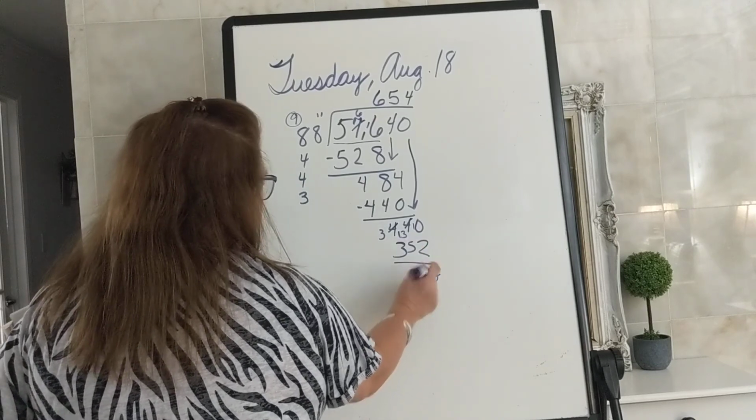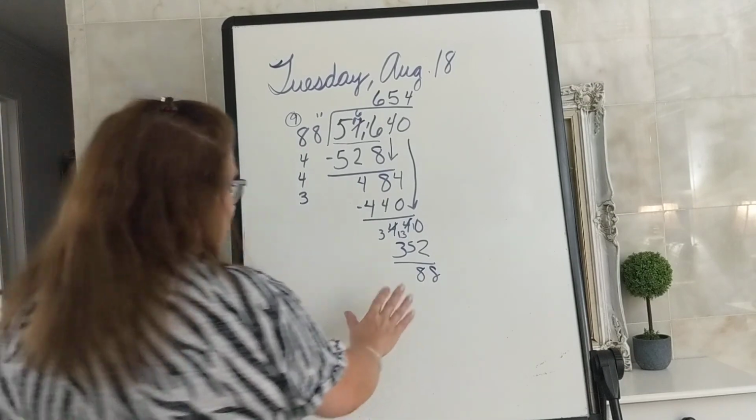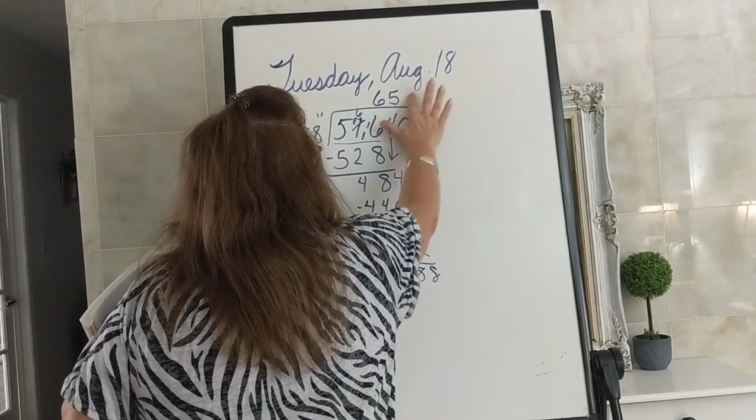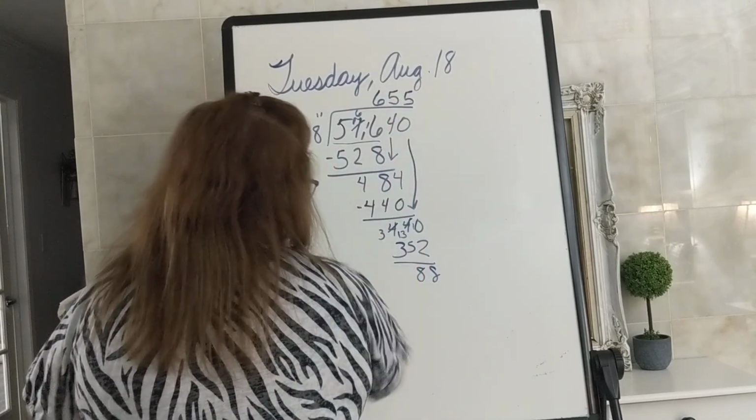Is it smaller than our divisor? No, it's not smaller. So that would let us know that it would have to be 5. So let me change it to 5 up here. I just wanted you guys to see that.